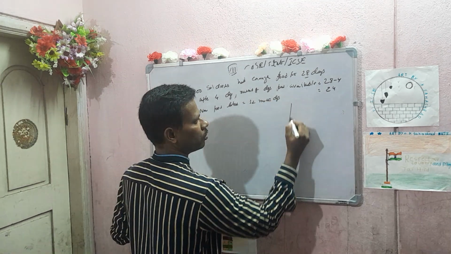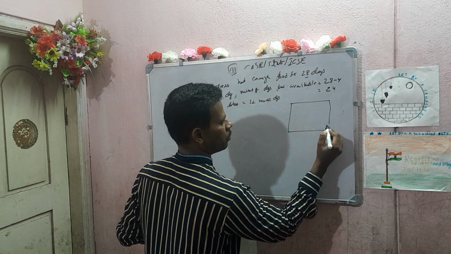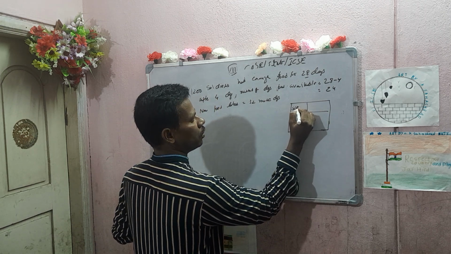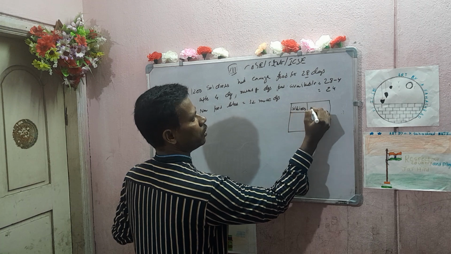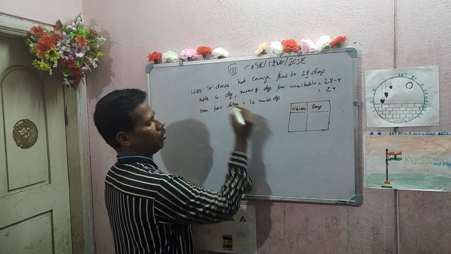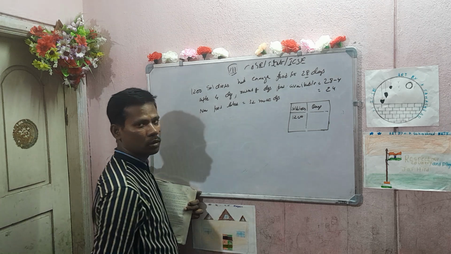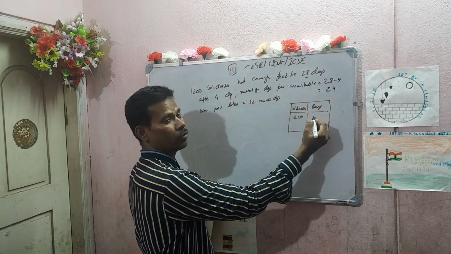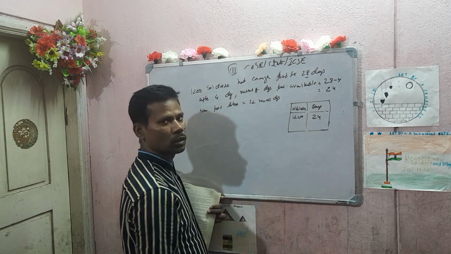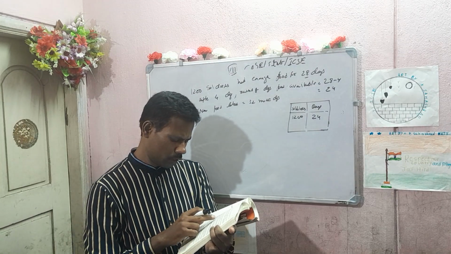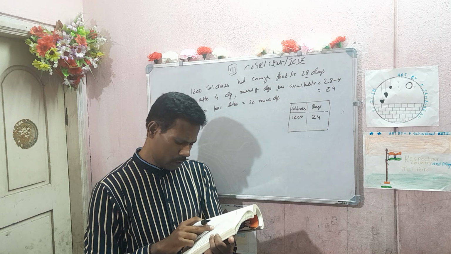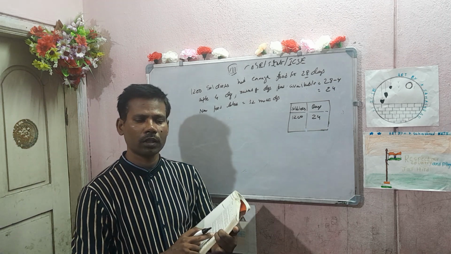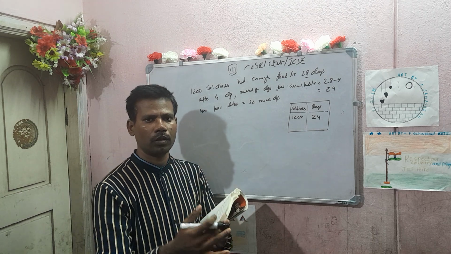Just prepare one box here. Here write down soldiers, and here write down days. Now what is given? 1,200 soldiers are there. After 4 days, the number of days remaining is 24. Now what is asked? How many soldiers were transferred to another fort so that the food lasted for 32 more days.